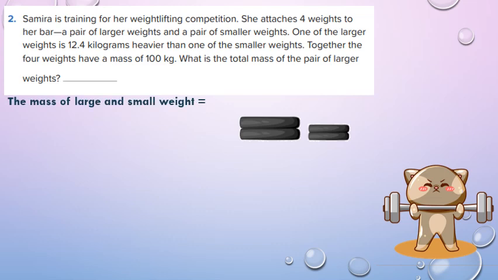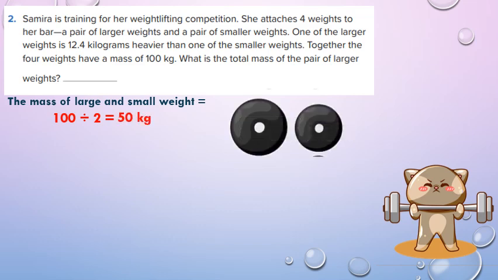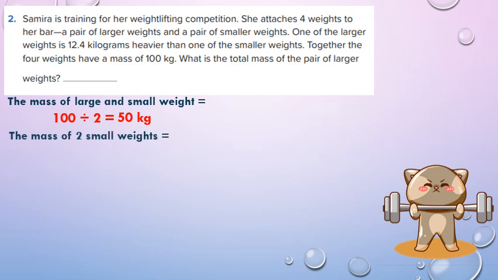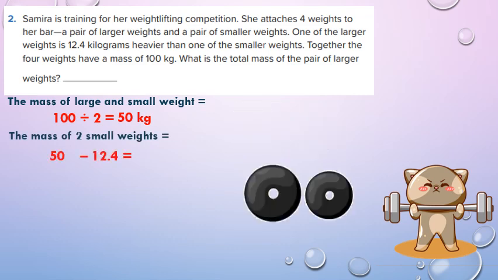First, the mass of one large and one small weight. We have the 4 weights equal 100. So we divide 100 by 2, which equals half of 100, equals 50 kilograms. It's the weight of one large and one small. Now the weight of 2 small weights. We know that one large and one small weigh 50 kilograms.